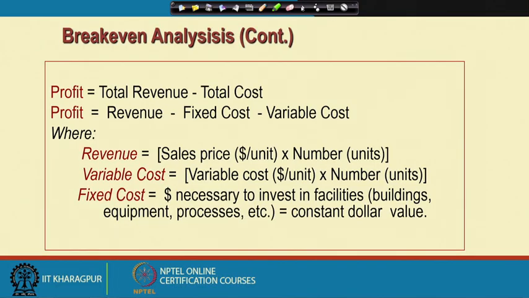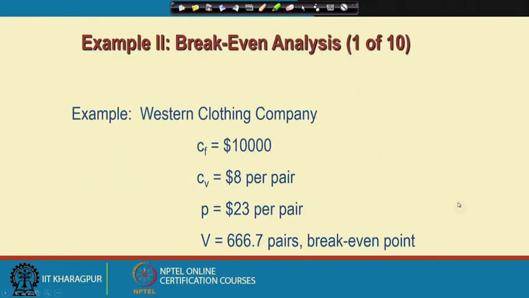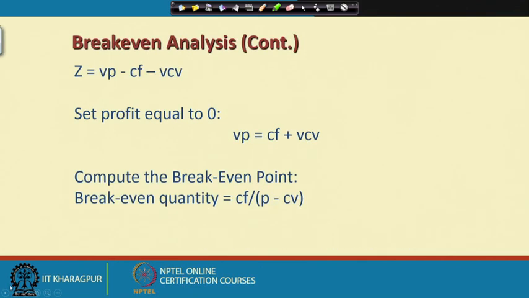Okay, so this is how the clear-cut understanding works. Let me give you some kind of structure here again. This is how the whole composition works: the break-even quantity is actually fixed cost divided by price minus variable cost per unit.